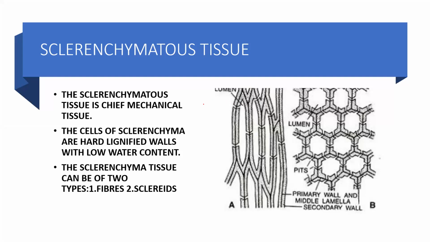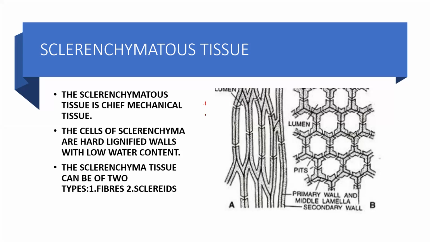Basically, sclerenchymatous tissue is highly thickened. So this is the main mechanical tissue, and it provides support to the plant. Parenchyma is thin-walled, collenchyma is thin-walled but thickened at certain places. But the main support to the plant, just like a pillar, and strength is given by sclerenchyma tissue.